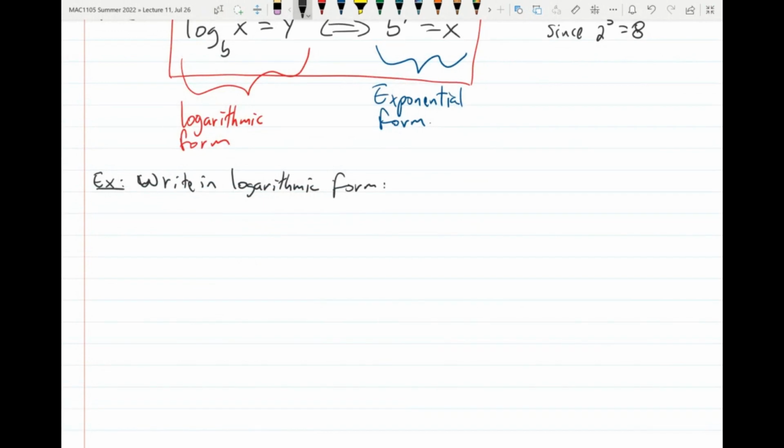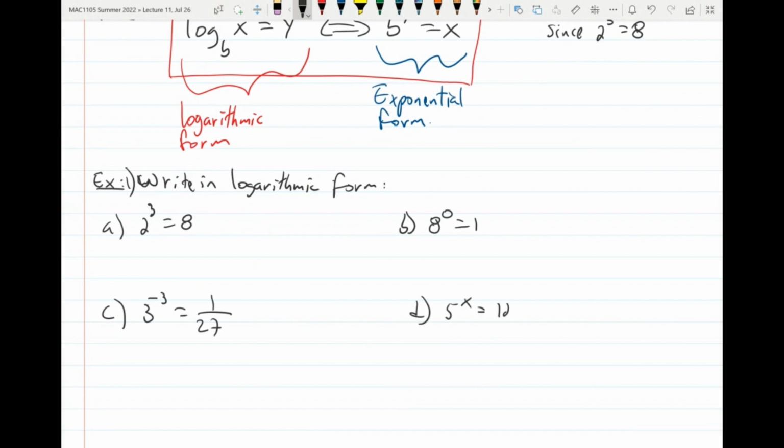So write in logarithmic form. Let's do number 1: 2 to the 3 equals 8. Then 8 to the 0 equals 1. Then 3 to the negative 3 equals 1 over 27. And 5 to the x equals 125.